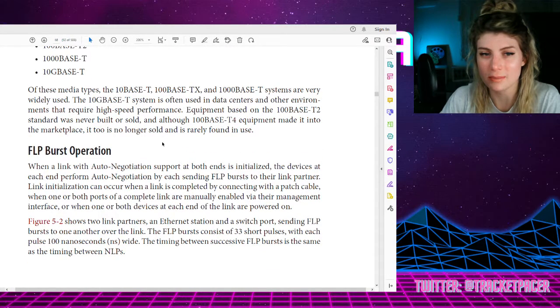Of these media types, the 10 base T, 100 base TX, and 1000 base T systems are very widely used. 10G base T system is often used in data centers and other environments that require high speed performance. Equipment based on the 100 base T2 standard was never built or sold, and although a 100 base T4 equipment made it into the marketplace, it too is no longer sold and is rarely found in use.